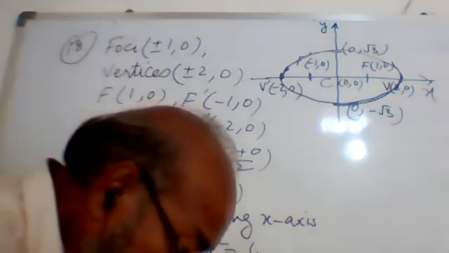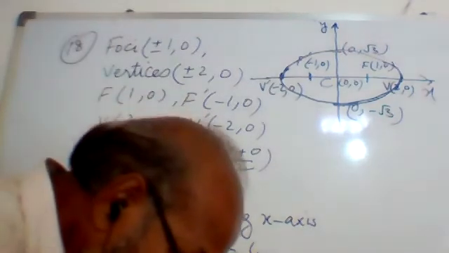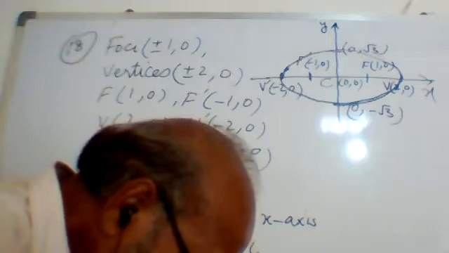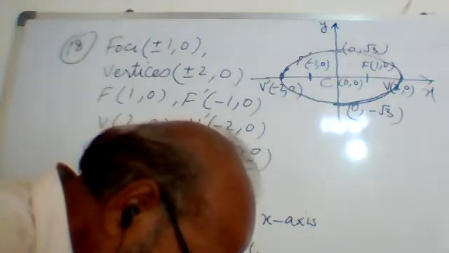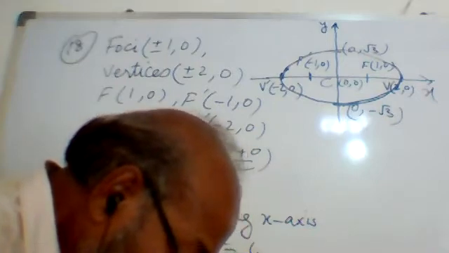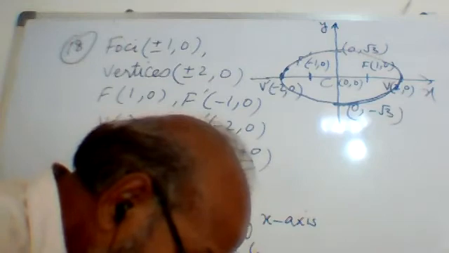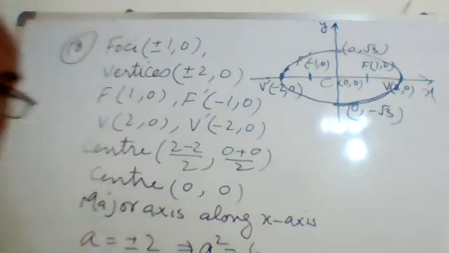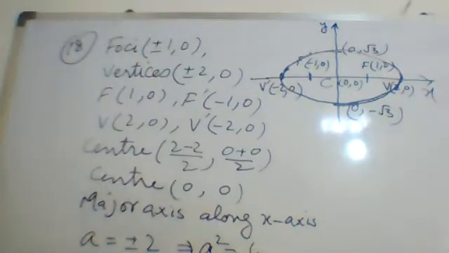In the same way, we will do the other questions. That was question number 18. Now we will do question number 20. Foci 0, comma plus minus 2, major axis 6. Question number 20. Understood this question? Anything do you want to ask?